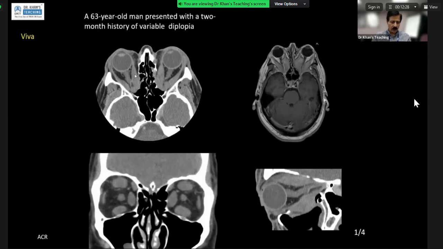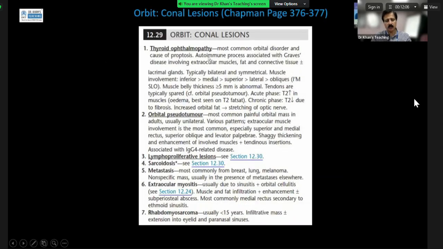Now, on this axial, look at the muscle belly. This is the belly. From here onwards is the tendon. So the tendon is not involved. The belly is involved, and these are thickened. And this is a bilateral finding. So that's the key. And this is known, most commonly, as thyroid ophthalmopathy or thyroid associated orbitopathy.